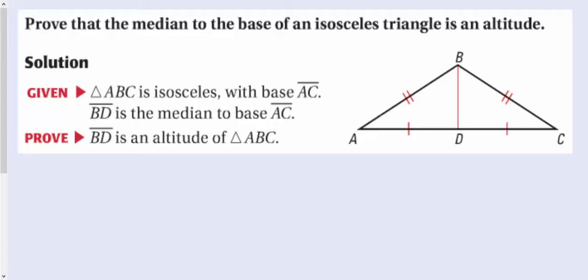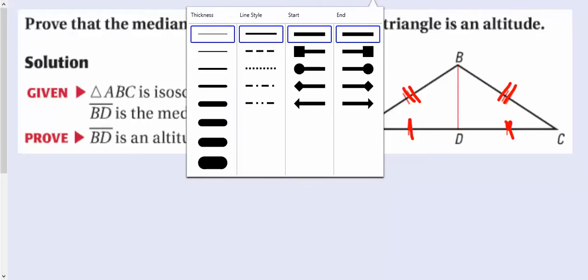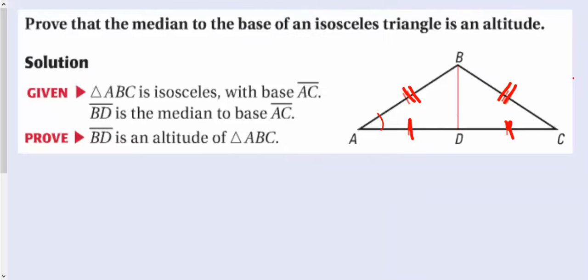And then prove that the median to the base of an isosceles triangle is an altitude. So we're given an isosceles triangle with base AC. BD is the median. So we know that BD is the median to AC, so that is a midpoint here. That means these two are the same. And since it's isosceles, these two are the same. And since it's isosceles, the base angles theorem says that these two are the same. So we know these two triangles are congruent by side angle side.